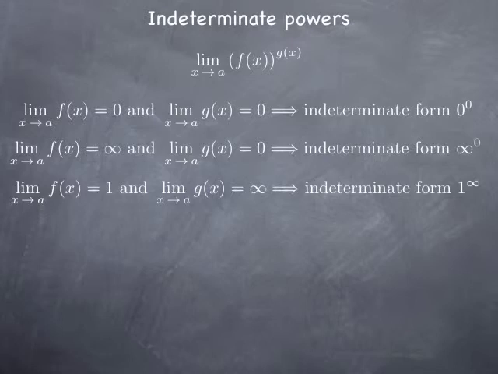Now, it might not be clear to you at first glance why these things are indeterminate, but let's take a look at what f of x to the g of x really means. One way to rewrite that, in fact, by definition of this type of powers, it's e to the power g of x multiplied by ln of f of x.